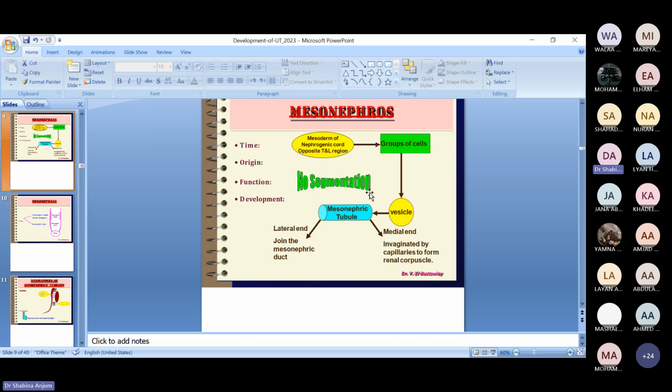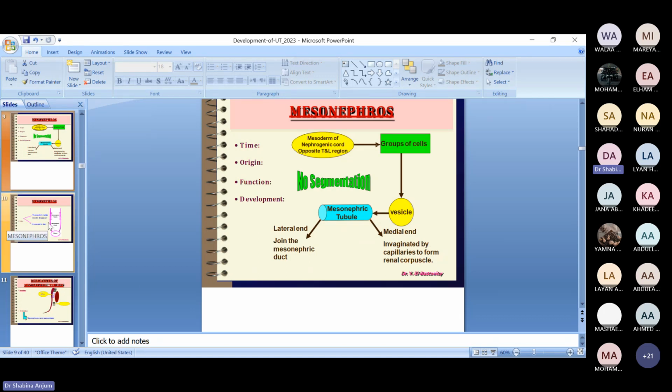There will not be any segmentation. Okay, there will not be segmentation, as we saw that it will form the nephrotome. No, there is no formation of the nephrotome. Okay, so this mesonephric tubule also will have two ends, lateral end and medial end. So what will happen? The lateral end will join to form the mesonephric duct, but the medial end is invaginated by the capillaries, okay, to form the renal corpuscles.